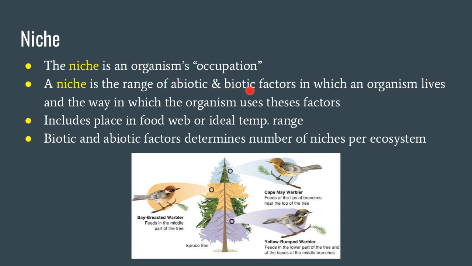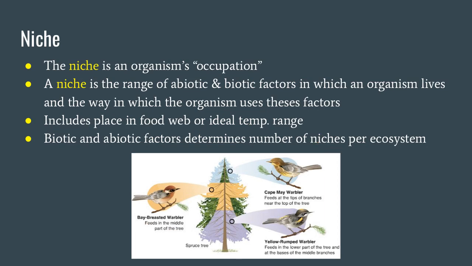The habitat is the abiotic and biotic factors in which it lives, but the niche also includes how it's going to use these factors to survive. So it includes a place in the food web, and could also be an ideal temperature range, a specific location where it's going to live. The biotic and abiotic factors also determine the number of niches per ecosystem.